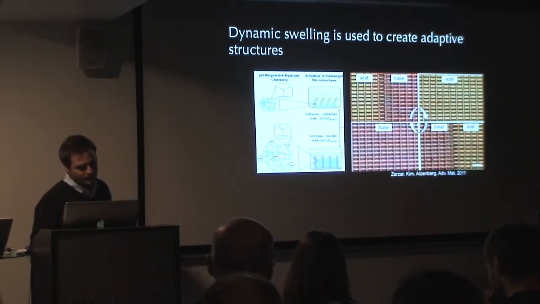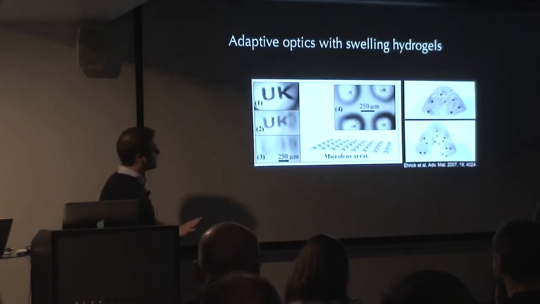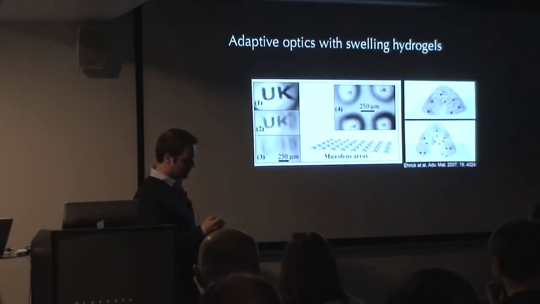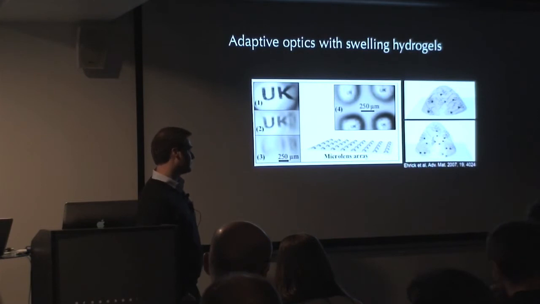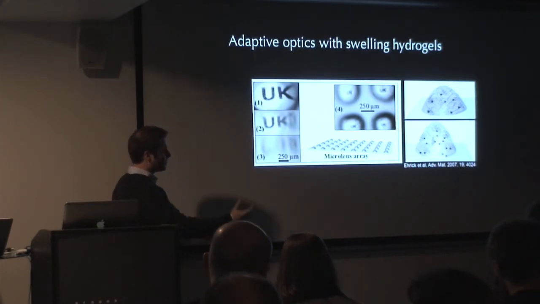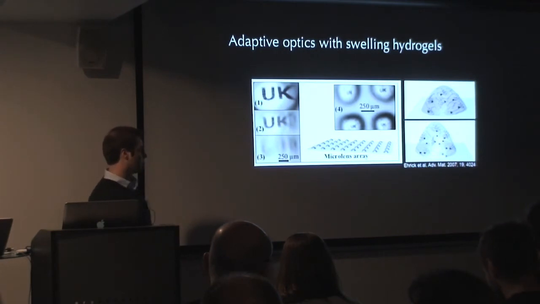This is also another example, which I quite like, is an array of microlenses that by swelling and deswelling these gels, which form an array of lenses, they can control the optical properties of this material. So it responds to an analyte, it swells, changes structure, and it changes optical properties.